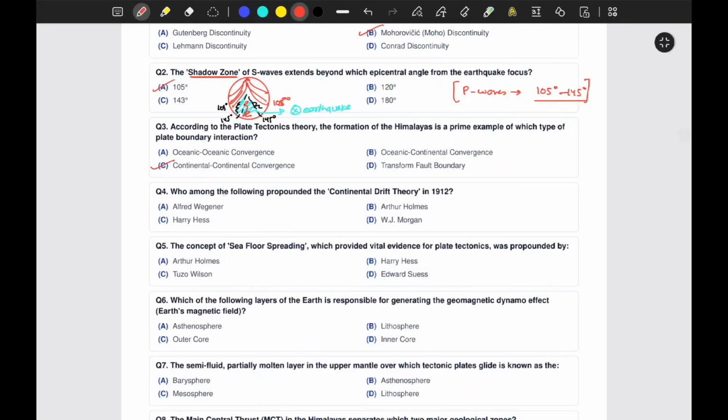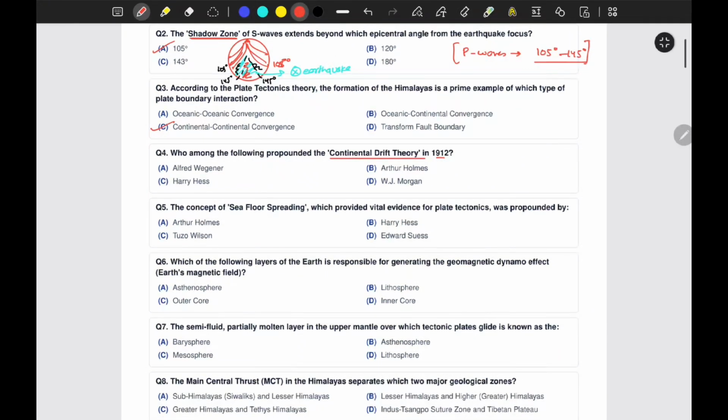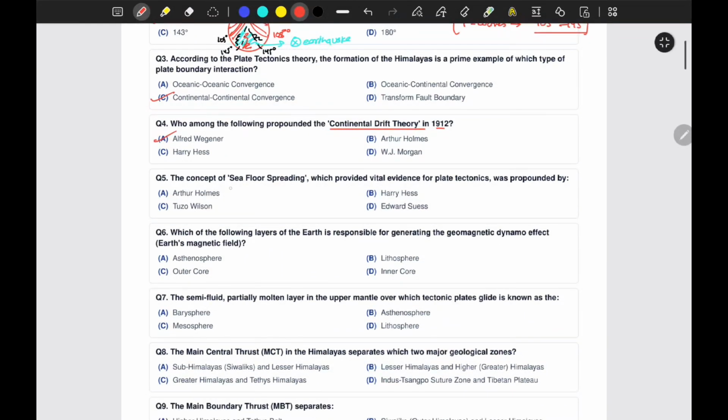So question number 4, who among the following propounded the continental drift theory in 1912? Alfred Wegener, Harry Hess, Arthur Holmes, or W.J. Morgan? The correct answer is option A, Alfred Wegener. The concept of seafloor spreading, which provided vital evidence of plate tectonics, was propounded by Arthur Holmes, Tuzo Wilson, Harry Hess, or Edward Suess. The correct answer here is Harry Hess.